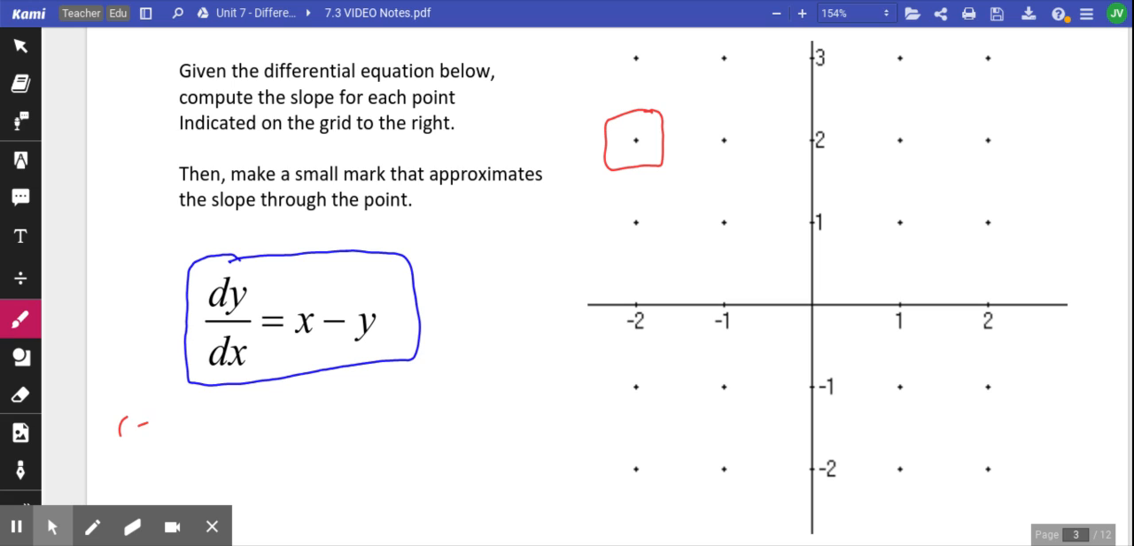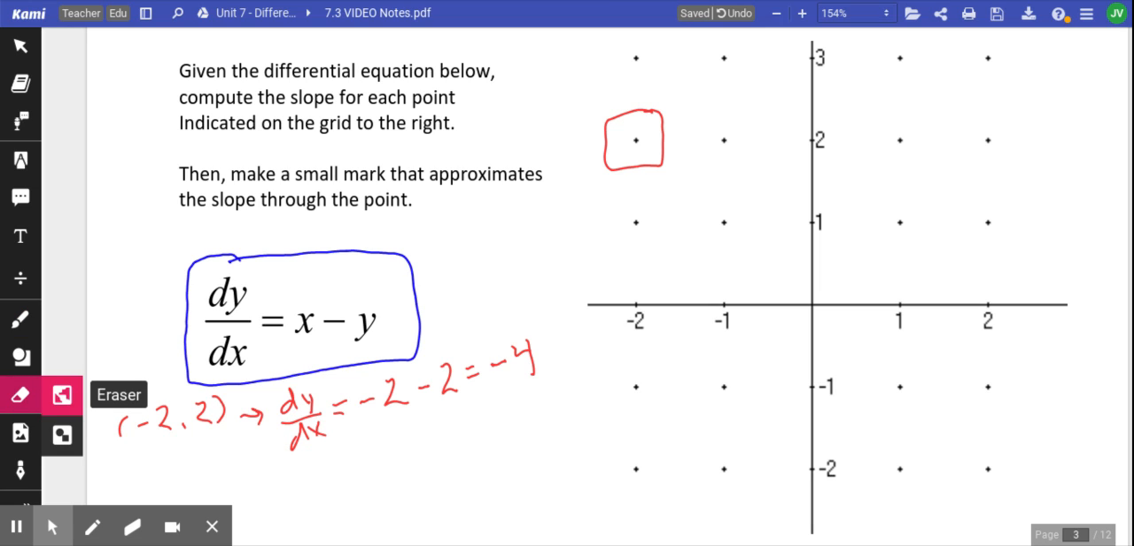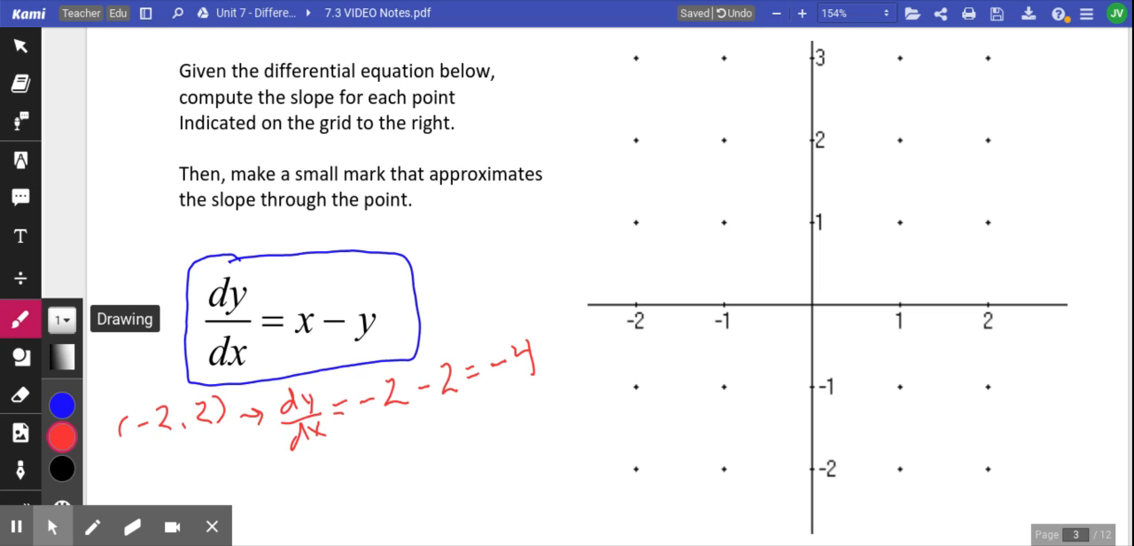So if we choose -2, 2, and we try to find dy/dx, all we need to do is just substitute in those values for x and y. So x is -2, y is 2, and we wind up with -2 minus 2, which gives us -4. So when I draw the tangent line, hopefully I can erase this piece right here. There we go. When I draw that tangent line, I need to draw the slope of a line that is about -4, or at least as close as I can get to -4.